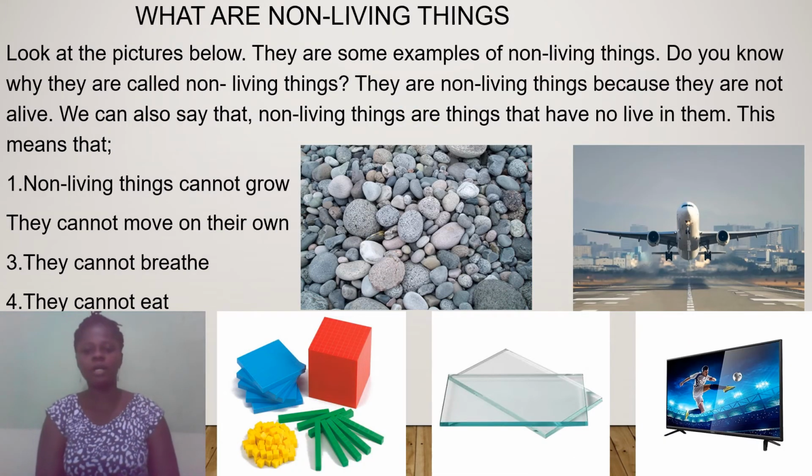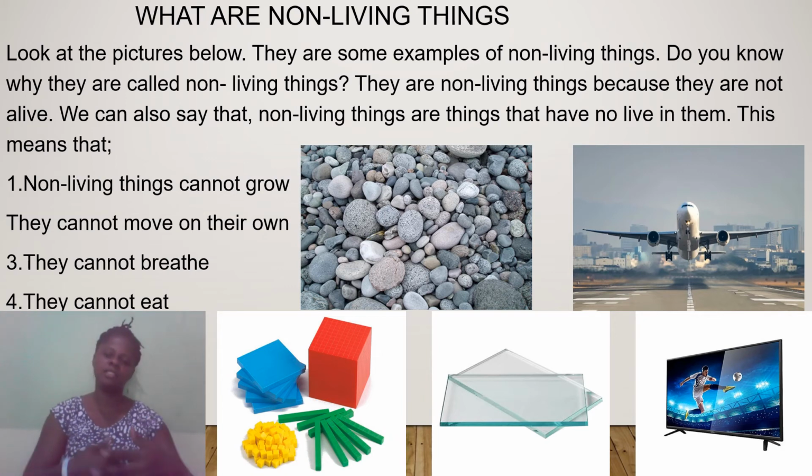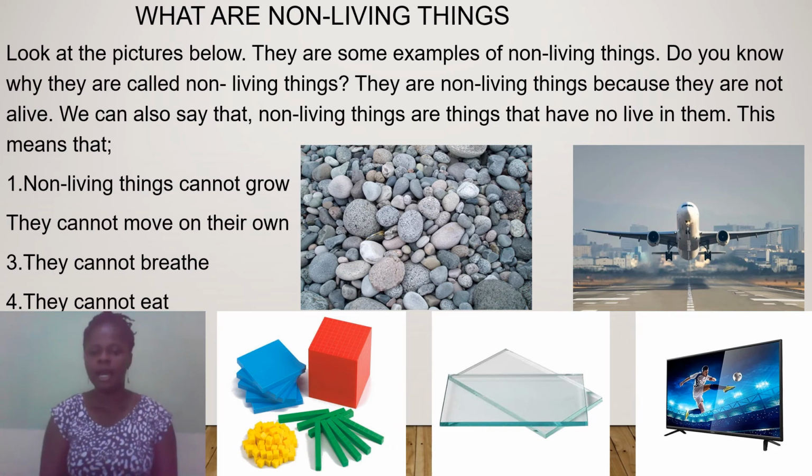Now we know what living things are. Now let us take a look at what non-living things are. When you look at the pictures below, there are some examples of non-living things. In the picture, what can you see? I can see an airplane, stones, glass, a television, as well as plastic. What can you also see?